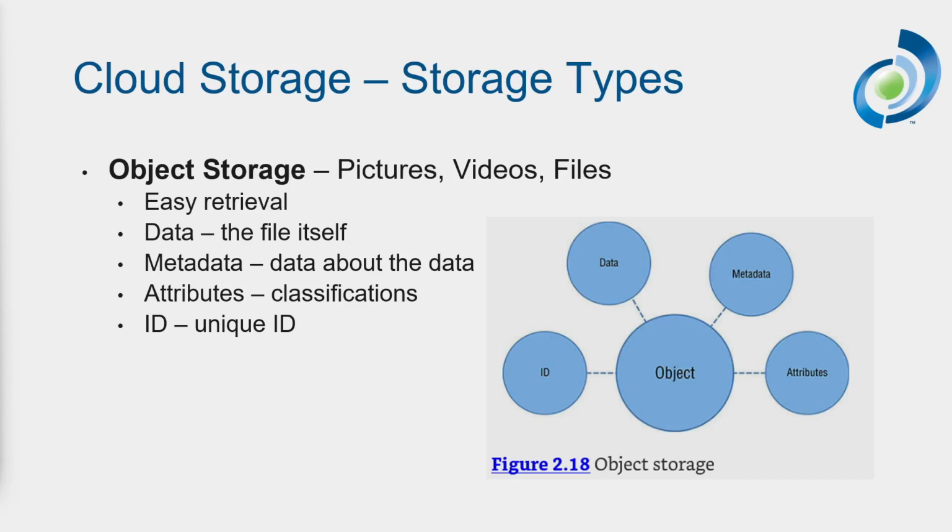The data is the file itself, the metadata, which is, if you don't know the definition of metadata, data about data. And then the attributes, so the classifications, and then your ID, which is a unique ID. So think about many different use cases. I mean, there's thousands and thousands of use cases of why you would want to use object level storage.